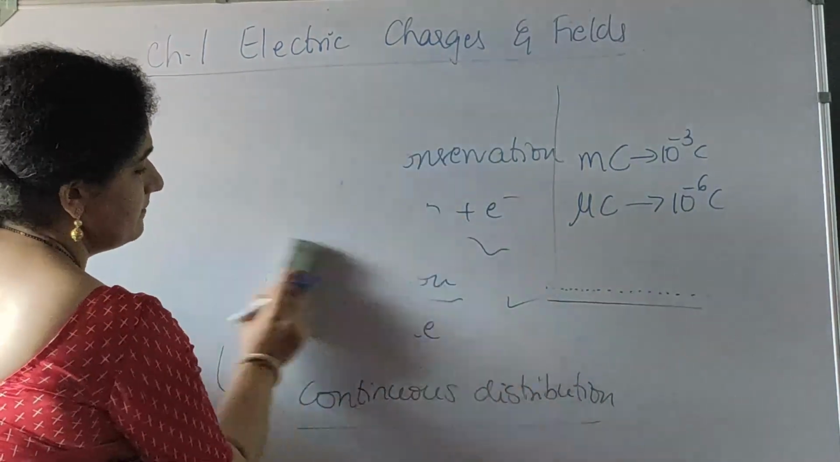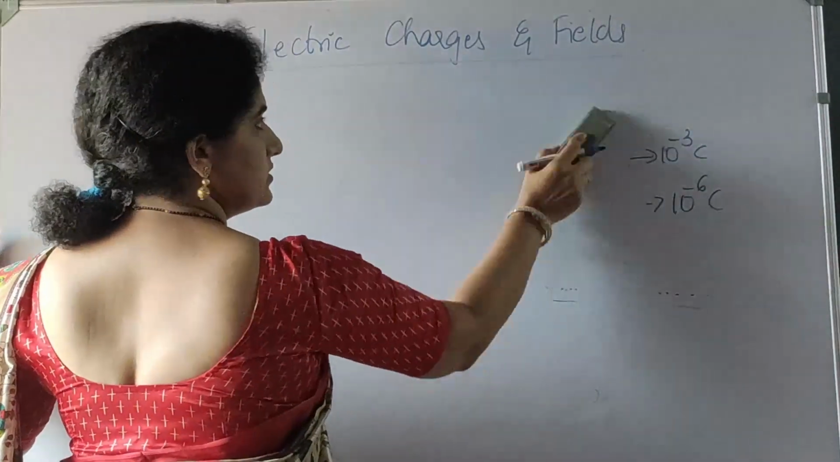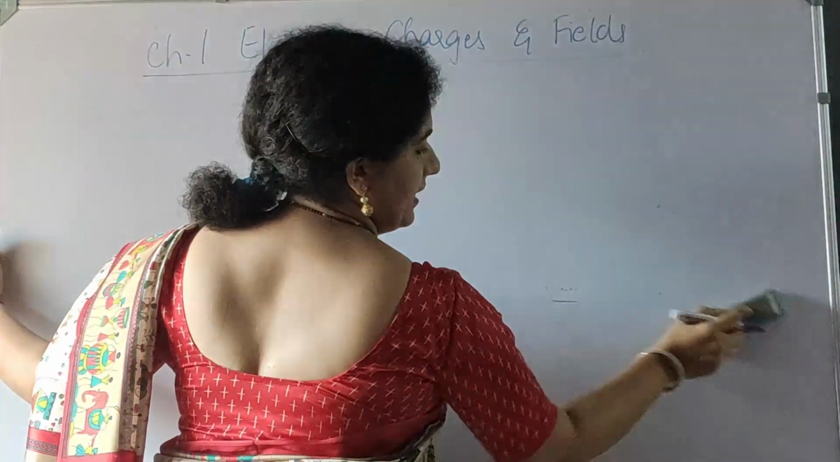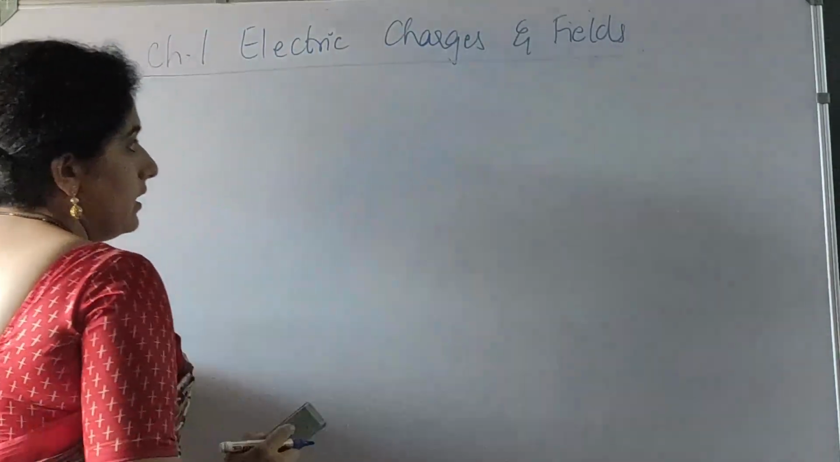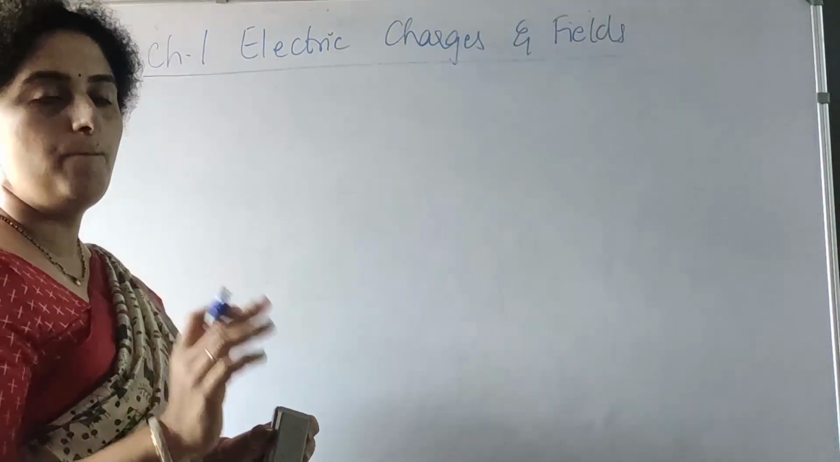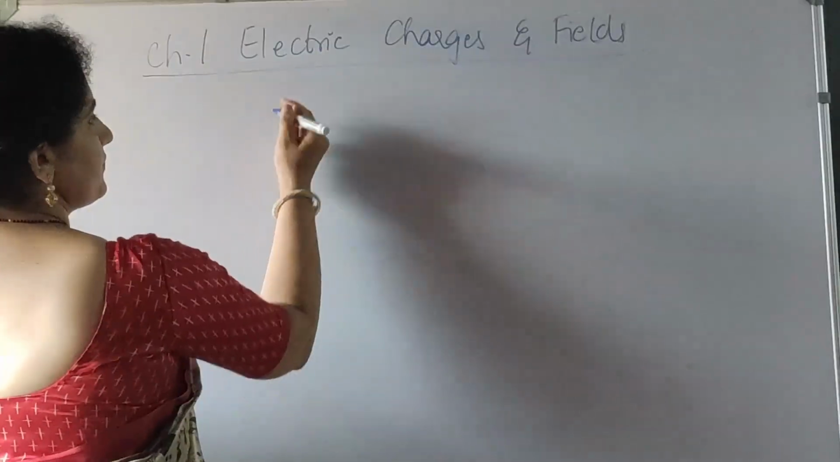Next, we will go with Coulomb's law. This law deals with the charges and the separation between two charges. As I have already mentioned, in Coulomb's law we deal with point charges, so their size is very small.